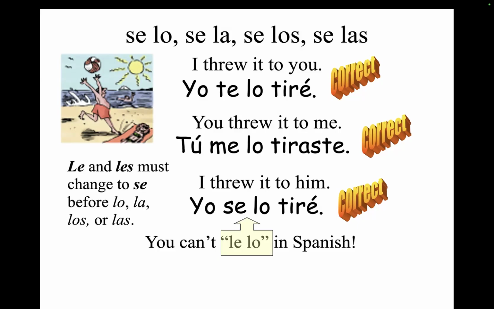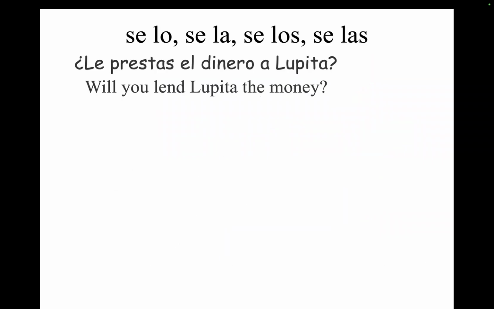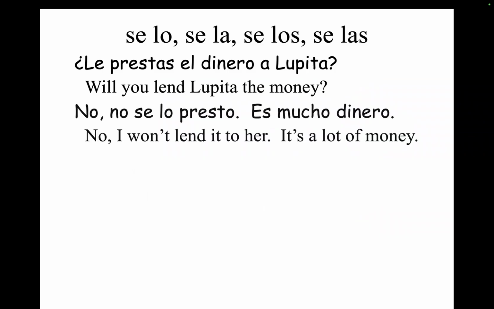"Le" and "les" must change to "se" before "lo," "la," "los," or "las." This is your rule right here. I am circling it with my cursor. "Le" and "les" must change to "se" before "lo," "la," "los," or "las." The context of the situation or the previous statement or question will clarify the meaning of "se." Notice the following slide. "¿Le prestas el dinero a Lupita?" Will you lend Lupita the money? "No, no se lo presto. Es mucho dinero." We cannot say "no le lo presto."